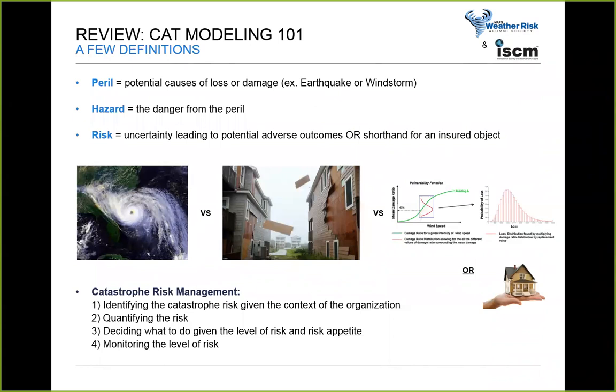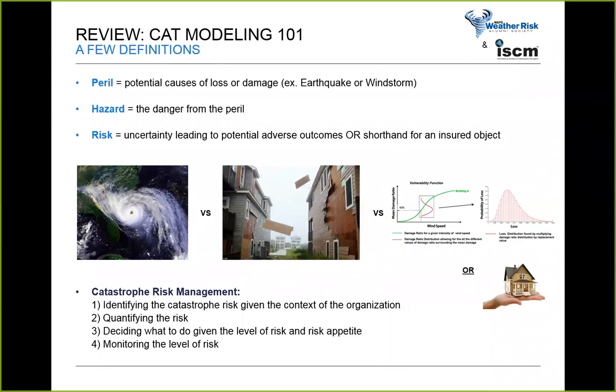Finally, the term risk can have two meanings. One is what is the potential for an adverse outcome? And the other one, which will be used commonly throughout this presentation, is a shorthand for any insured object. And in this conversation, we'll be talking about insured properties.